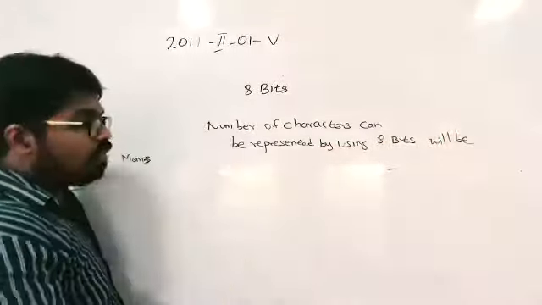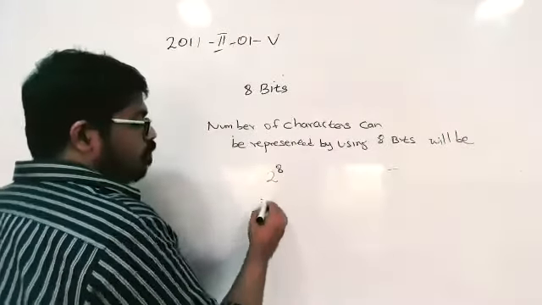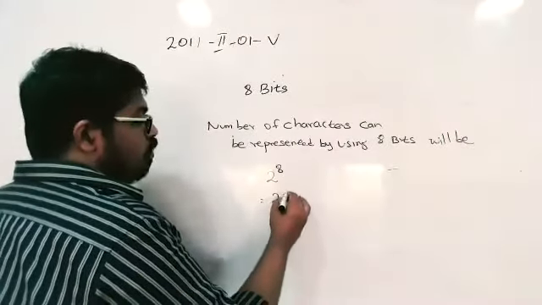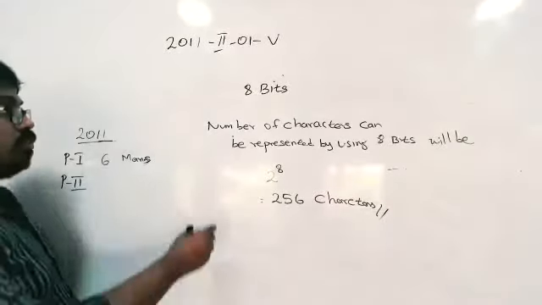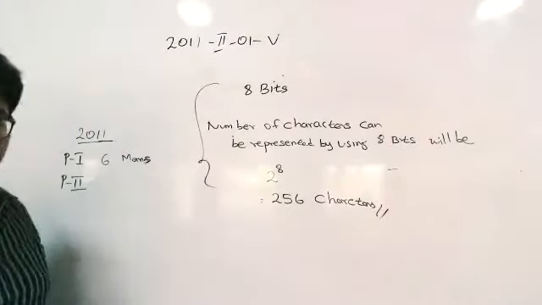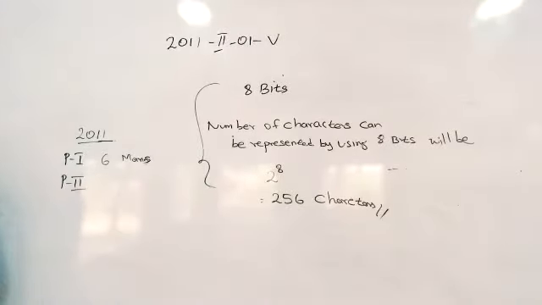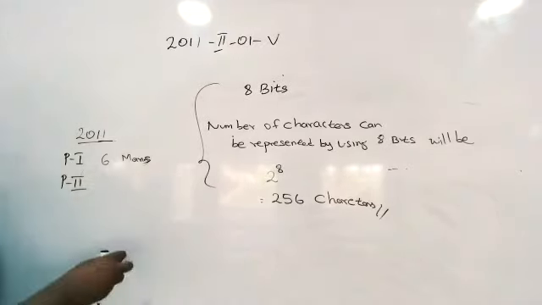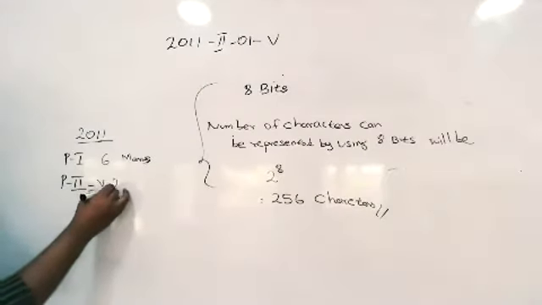will be, right? You have to write like this: 2 to the power 8, which is 256 characters. This is your answer for 2011 part 2, question number 1, part 5, 8 bits. So part 5 we will have 2 marks here.